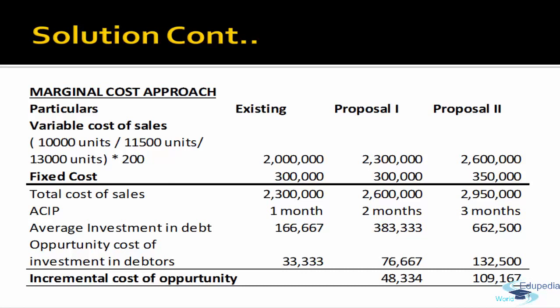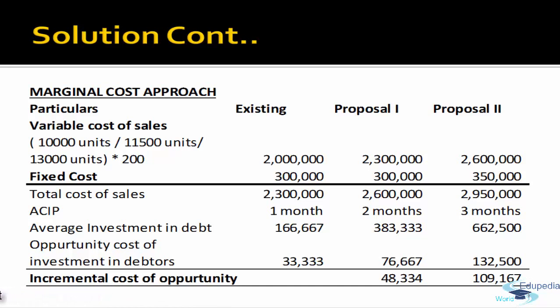20 lakhs is for 1 month, so it's for 12 months. So the average investment in variable cost is 1 and the fixed cost is the same, so I'm not taking fixed cost. So it will be 20 lakh into 1 by 12, which is 1,66,667. In proposal 1, since there is no enhancement in fixed cost, it will be 0. Variable cost is 23 lakh, so it will be 23 lakh into 2 by 12, which is 3,83,333.